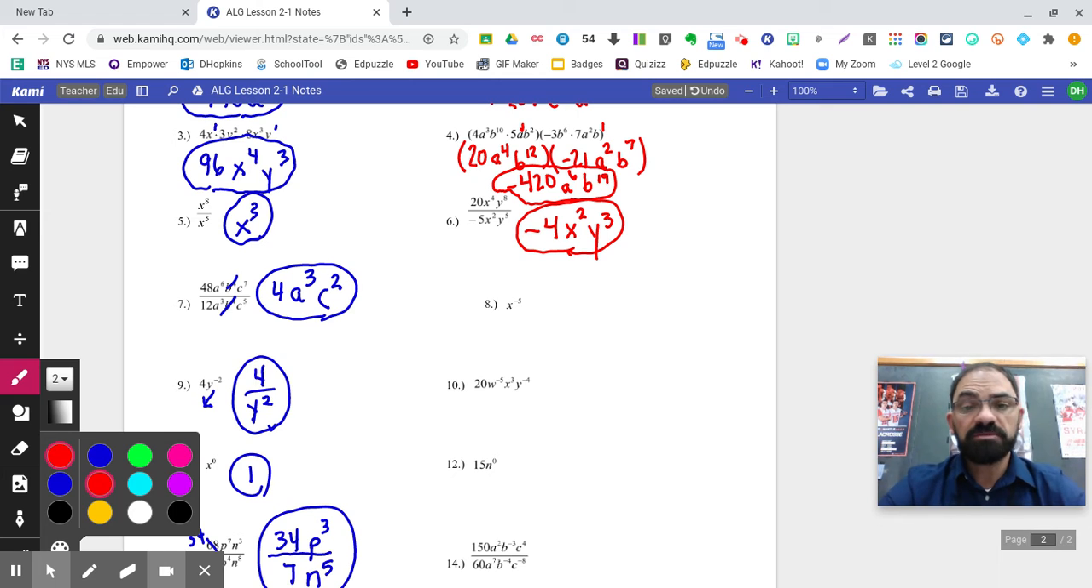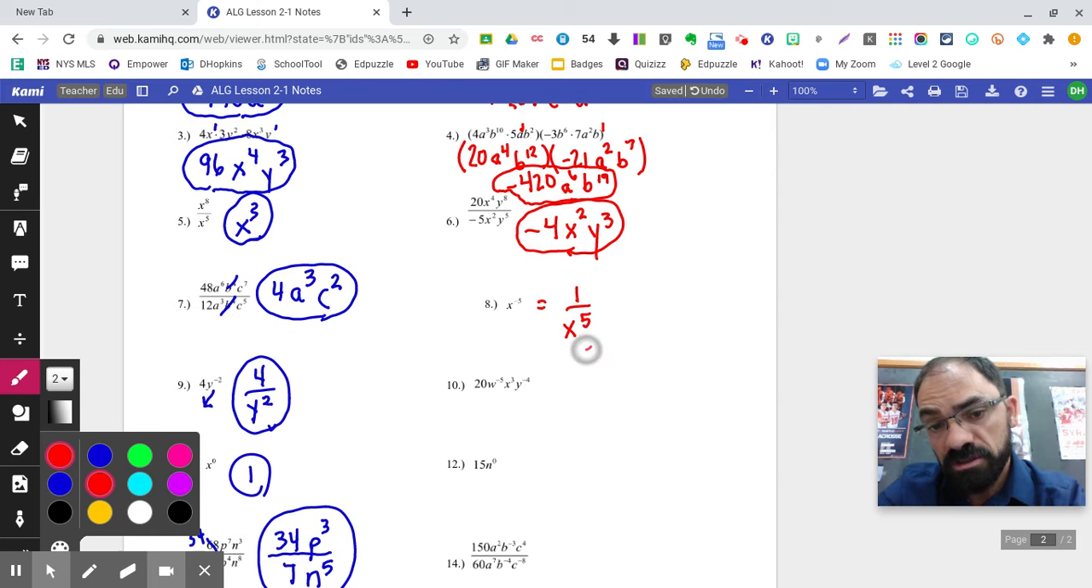When I have negative exponents, remember I change their position in a fraction and then make them positive. So x to the negative 5th is the same as 1 over x to the positive 5th.